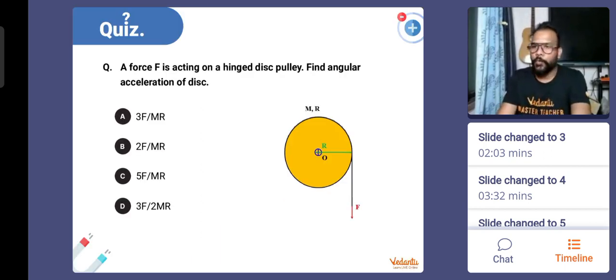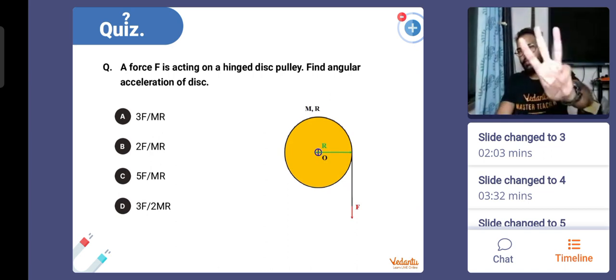Sure guys, taking you all to first quiz from this topic. Question has the same diagram. It's a disk, and the force F is acting here on the hinged pulley. Find the angular acceleration of the disk is what you have to find out. This alpha is to be found. I'm not telling you what is the moment of inertia of the disk about this axis. Few slides back we have used it. I'm giving you all 60 seconds though, and the time starts in 3 and 2 and 1.